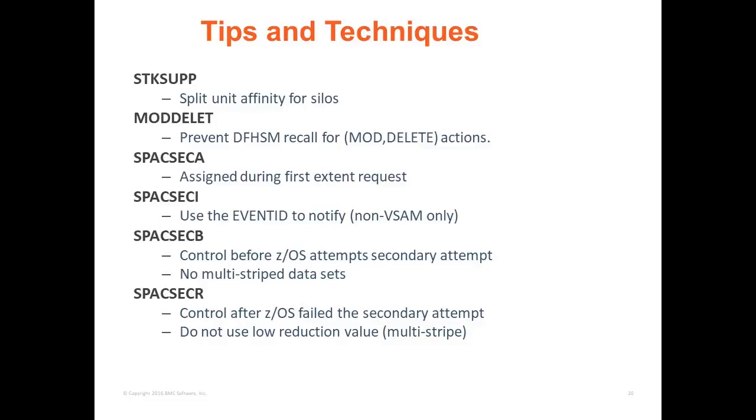SPACsec-A is assigned during the first extent request. Using event ID and SPACsec-I is useful for tracking secondary space increase if the increase is frequent, possibly a looping program. SPACsec-B gets control before z/OS attempts the secondary attempt and is not used for multi-striped datasets. SPACsec-R gets control after z/OS has failed the secondary extent during an EOV call. It's recommended to not use a small decrement value here.